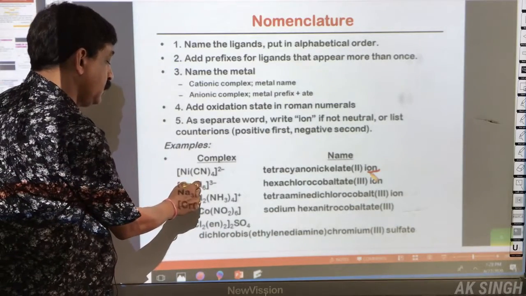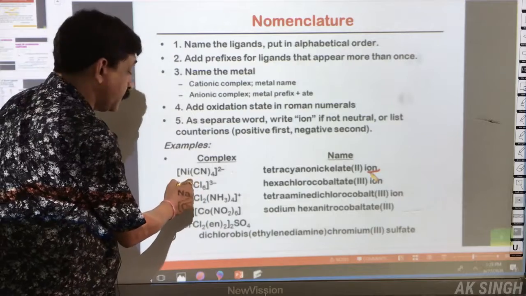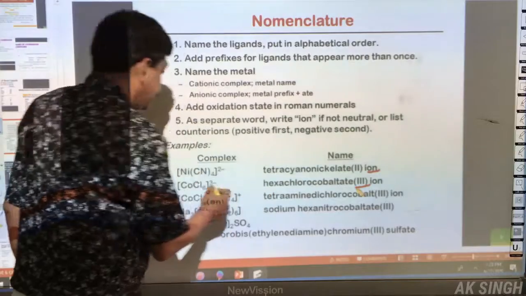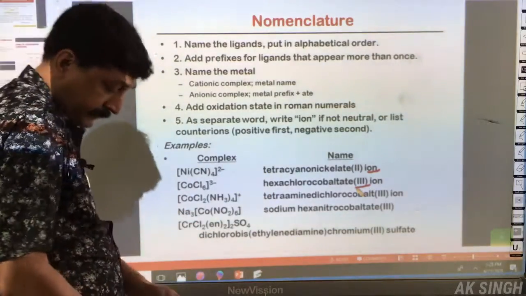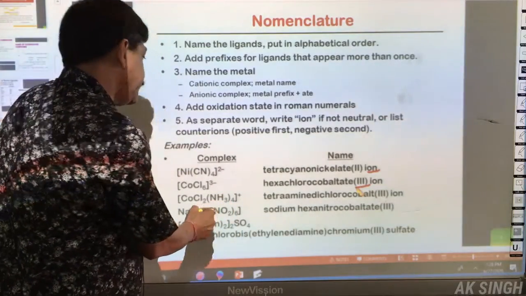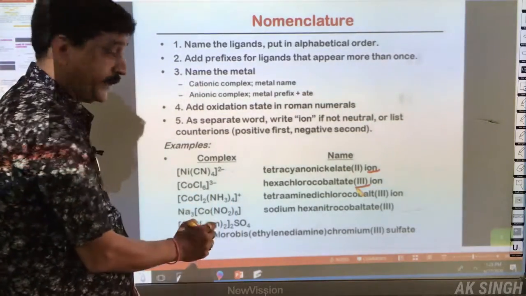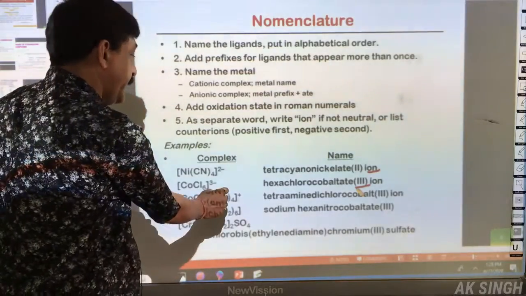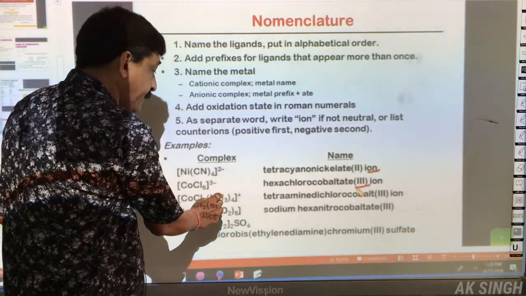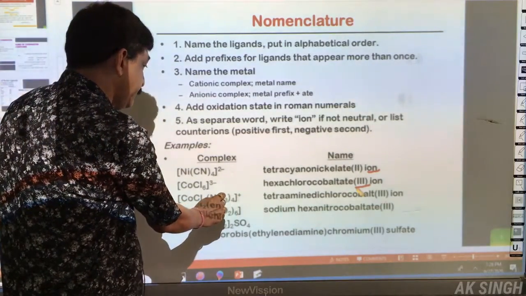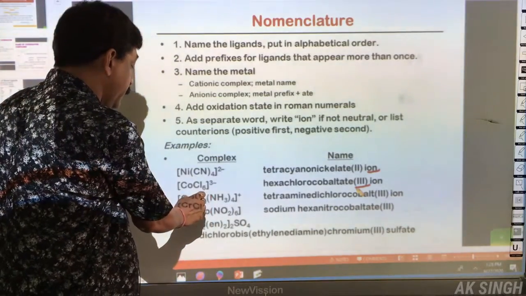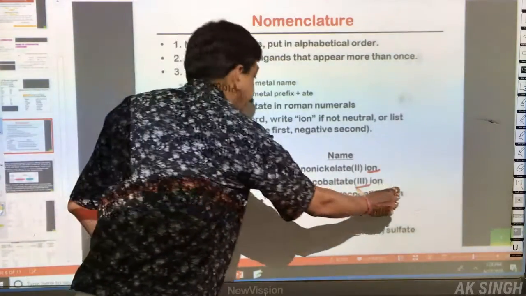Hexachloro, cobalt, ionic, so cobaltate, then the oxidation state: 6 minus 3, that is 3. Now in this case, there are 2 ligands, chlorido and amine. Out of the 2 we will name amine first. So tetraamine, dichlorido, cobalt(III) ion.